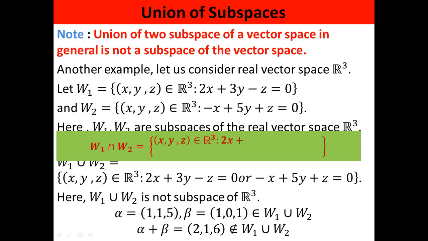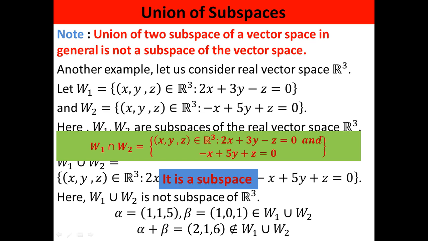But if you calculate W1 intersection W2, this will be all the elements which satisfy both the conditions. In union, the elements have to satisfy either one condition, but in W1 intersection W2, the elements must satisfy both the conditions. It is a subspace.